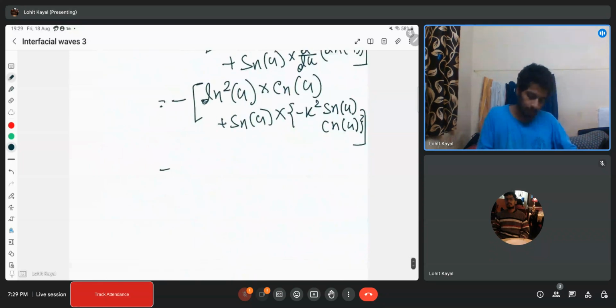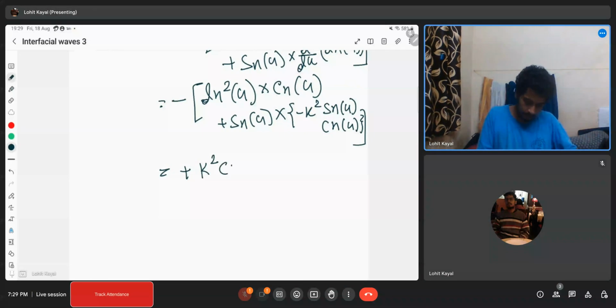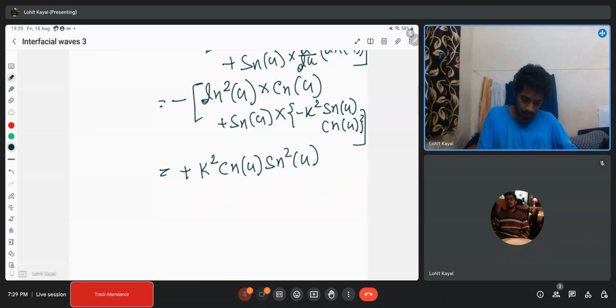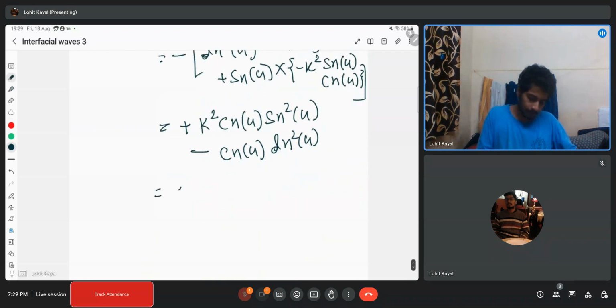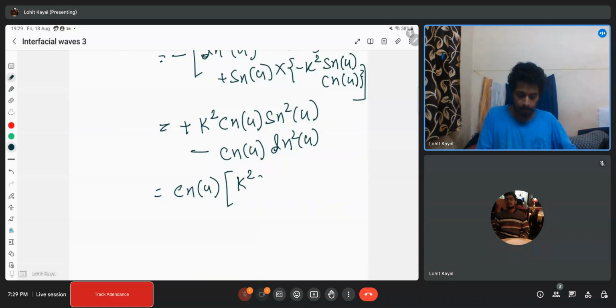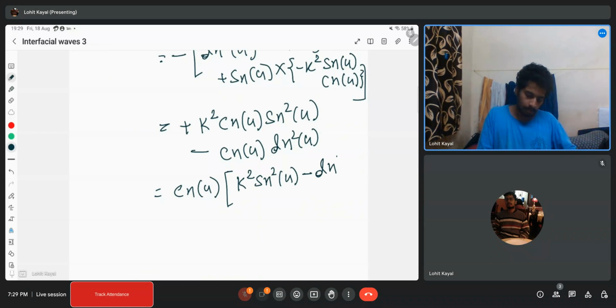Now I will use the identity. So what will be the result? It will be plus k square cnu sn square u minus cnu dn square u. So I can take cnu as common: k square sn square u minus dn square u.